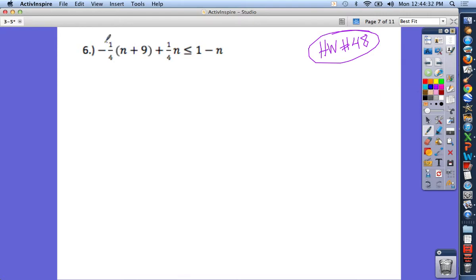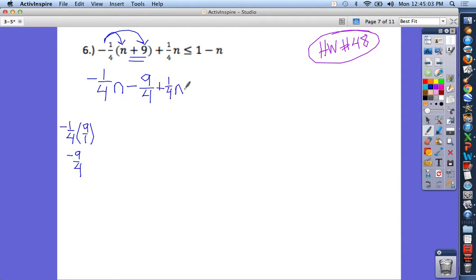Let's look at the left-hand side. We need to do a little bit of distribution. Negative 1/4 times n is just negative 1/4 n. Negative 1/4 times positive 9, I'm just going to show you in the scratch work, which is 9 over 1. You're going to get negative 9 over 4. Let's just leave it as that fraction. So we get negative 9 over 4, all of it plus 1/4 n is less than or equal to 1 minus n.